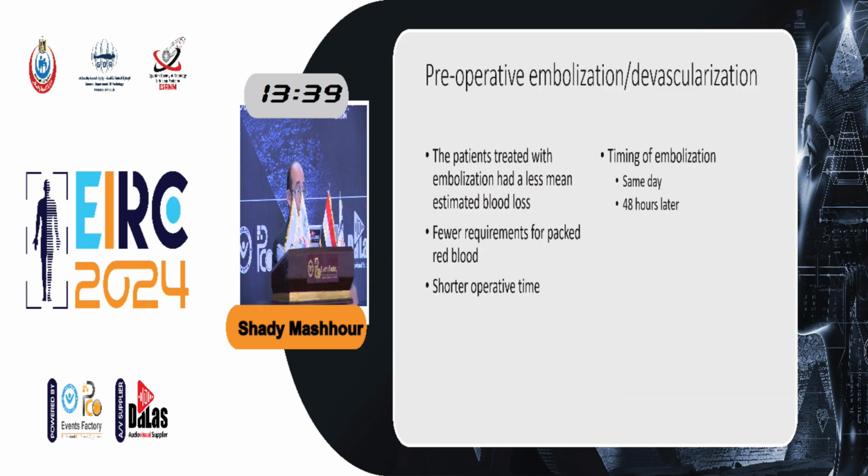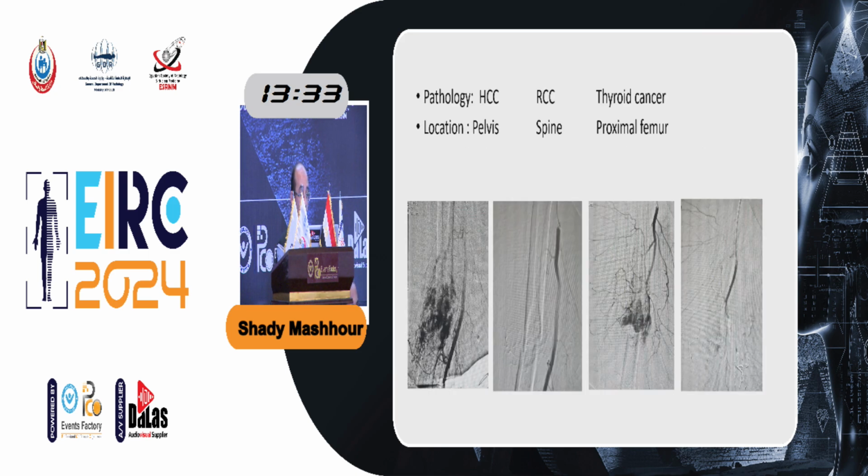First is the adjuvant, which is a preoperative embolization or devascularization. We usually embolize vascular bone tumors, most commonly HCCs, RCCs, or thyroid cancers metastatic to bone. The most common sites are the pelvis, spine, and the proximal femur. We go selectively into the branches, exactly like the ruptured ones, but we do it electively. We embolize the branches until it's completely devascularized, and then we can send them to surgery within 24 to 48 hours. Usually, we use PVA unless there are some surprises.